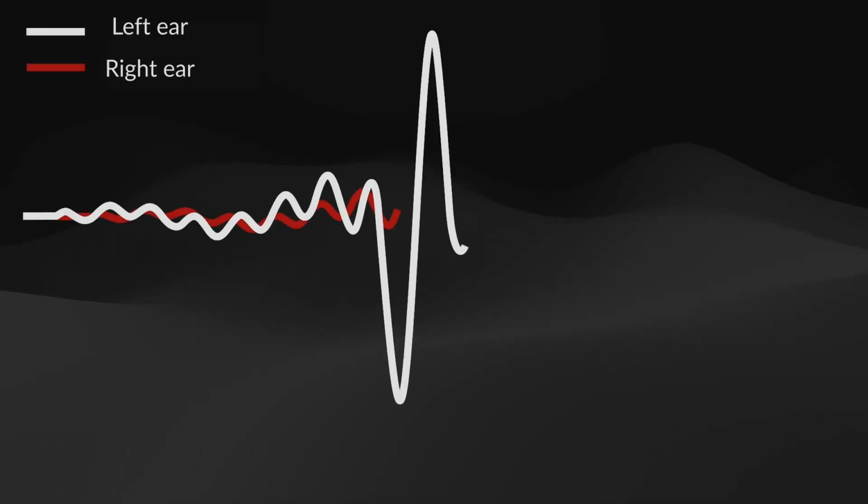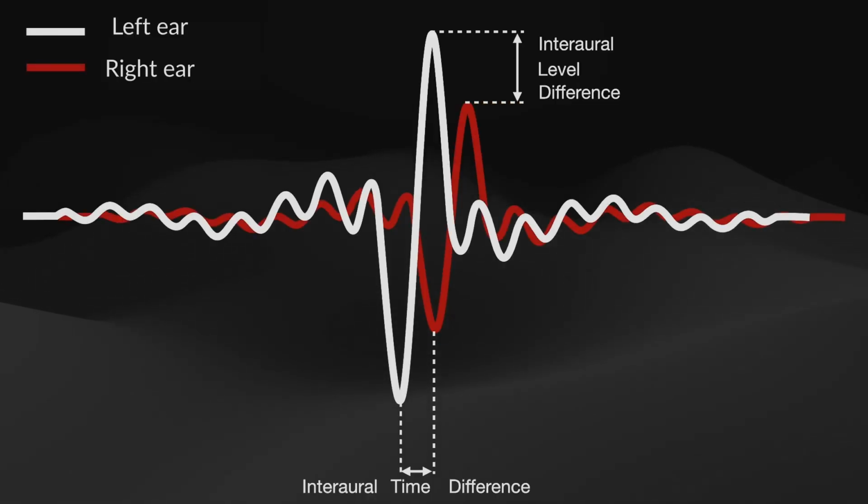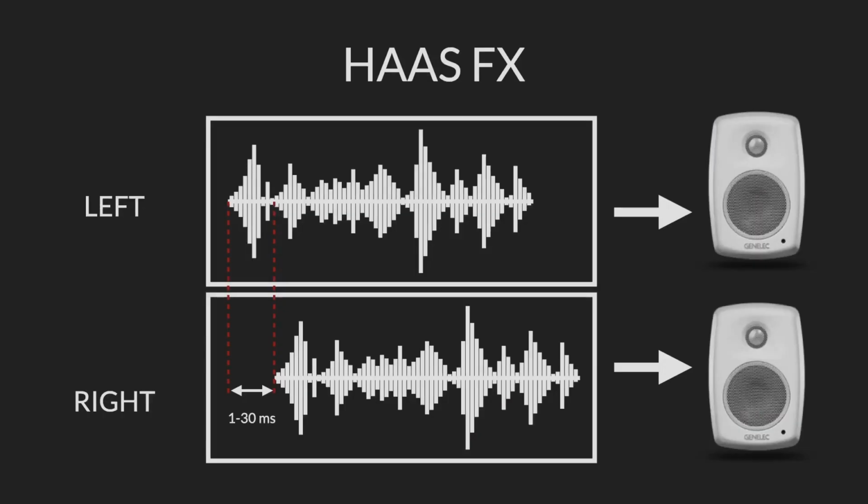Introducing time differences between when the same sound reaches the two channels simulates a parameter known in psychoacoustics as interaural time difference, or ITD, which is one of the cues our brain uses to determine the position of a sound source. A classic example is the Haas effect. ITD is very pleasing because it's a parameter that recreates a stereo image in a very realistic way.